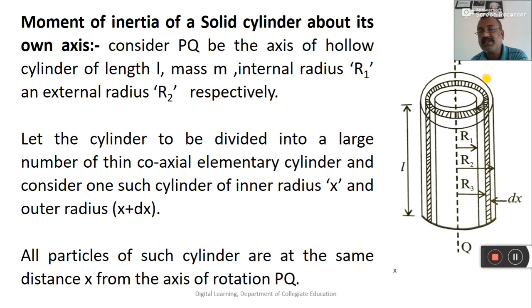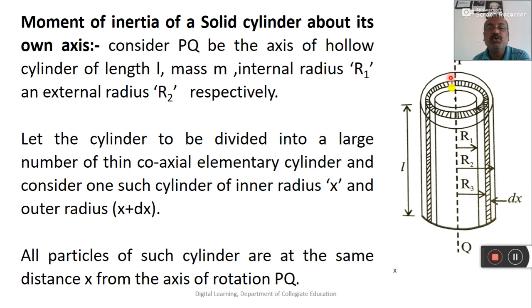This is the cylinder. Let us consider many layers in the cylinder. In that, delta x is one such element. The outermost layer from the center of the axis is R2. This layer is at a distance of R3. This layer is at a distance of R1. Moment of inertia of a solid about its own axis. This is the own axis.